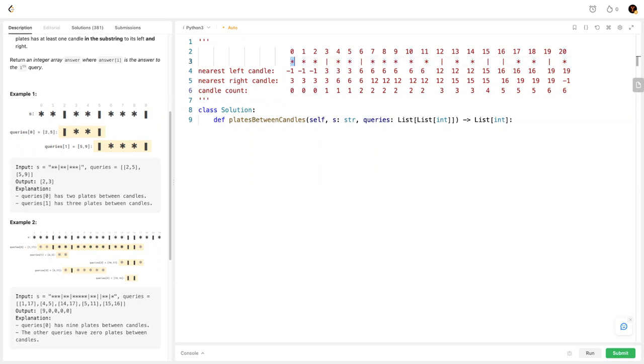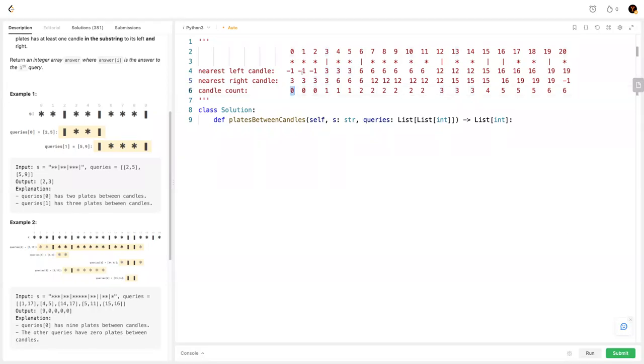So for the first position, index 0, this is a plate, and there's no candle on the left hand side because there's nothing on the left. So let's make the nearest left candle -1, which means there's no candle on the left, and the closest right candle is at position 3. So this one will have a value of 3. The total number of candles from position 0 to current position is still 0.